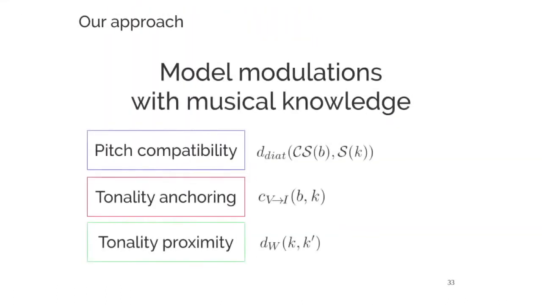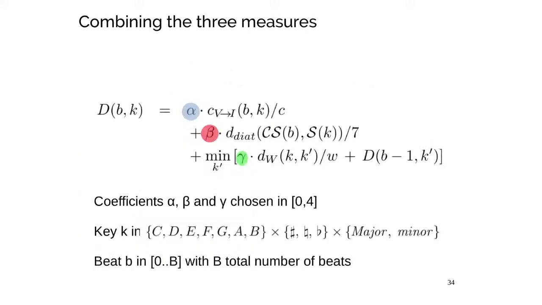That's all. Our model is complete. We just modeled what we think a modulation is: pitch compatibility, tonality anchoring, and tonality proximity. We just add coefficients in front of each distance to normalize and to weight them. The output of this model is a table with 42 rows, that is the number of possible keys, with as many columns as bits present in the score. We compute that with dynamic programming, and we get the tonal plan by backtracking.